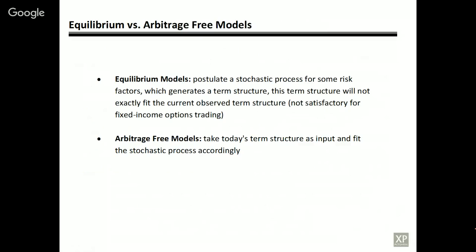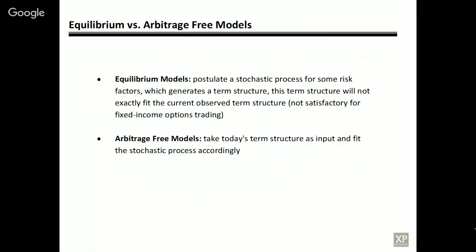Now we have equilibrium versus arbitrage-free models. Equilibrium models postulate a stochastic process for some factors, which generates a term structure, and this term structure will not exactly fit the observed market prices. So really all you need to know about equilibrium models is that they're a mathematically elegant solution, and that the prices that the model spits out won't match the market prices that are observed.